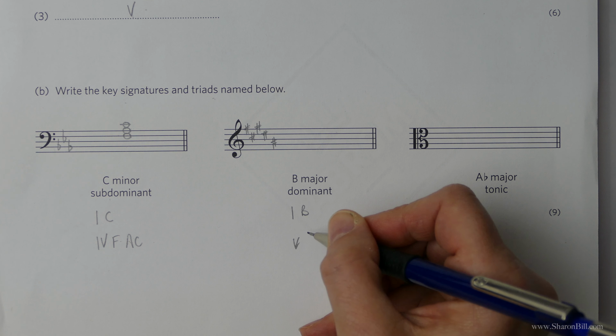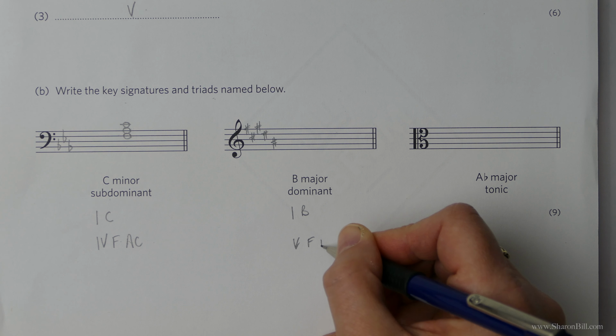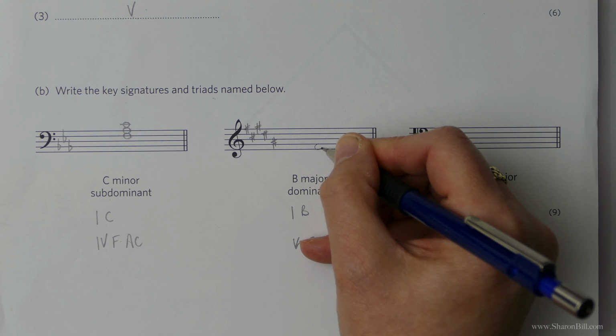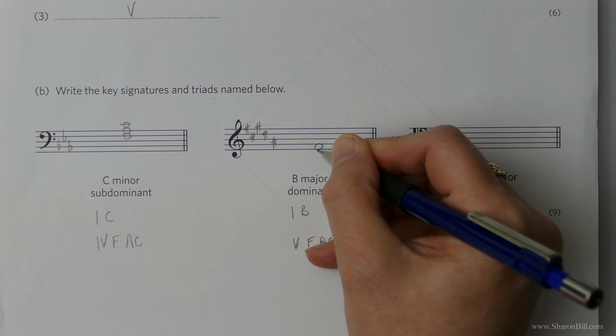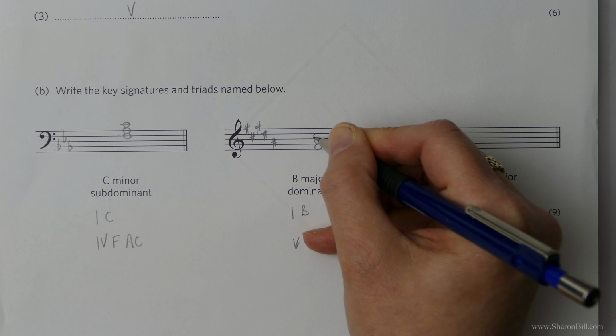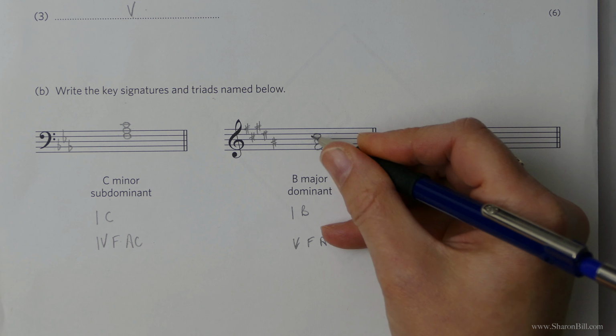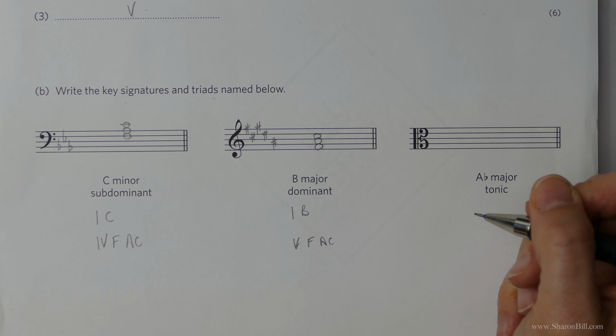B, C, D, E, F, first, third, fifth, F, A, C. Let's find the F, bottom space, and then first, third, fifth, space, space, space. 1, 2, 3, 4, 5, and it's F, A, C, so we know we're correct.